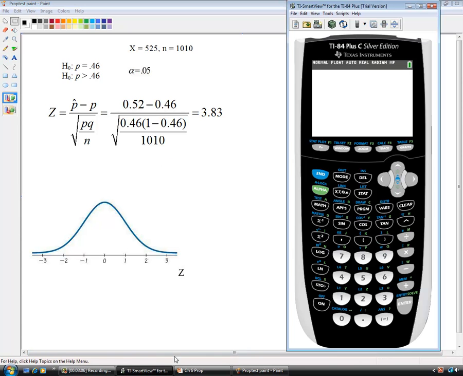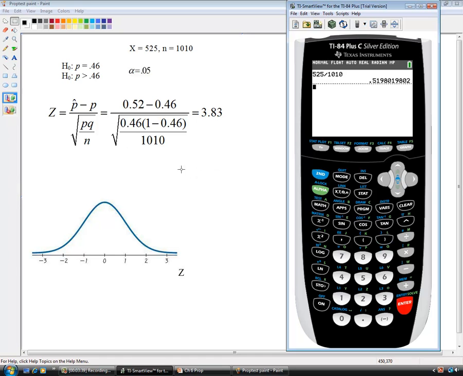Now, first, where I got this 0.52, typically when we're dealing with a proportion like this, we want to go 3 decimal places or 3 sig figs. So 525 divided by 1010 comes out to be 0.5198. Rounding it to 3 would be 0.520, so that's what I've used, 0.52. Now the calculation of the test statistic comes out to 3.83 after we've done the math here.